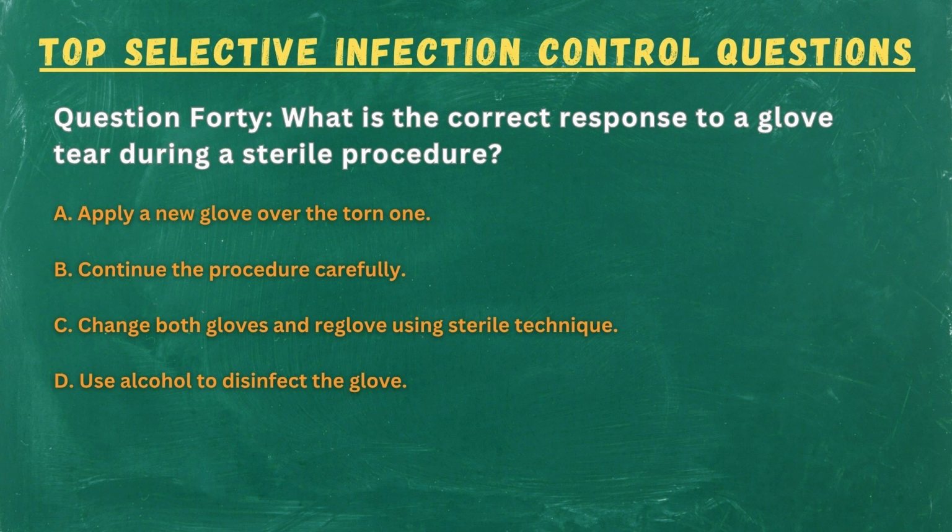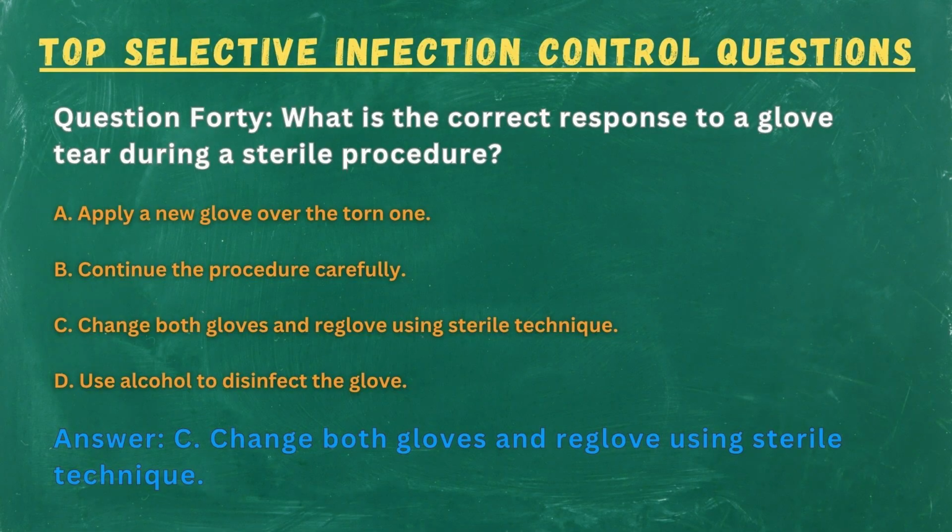Question 40. What is the correct response to a glove tear during a sterile procedure? A. Apply a new glove over the torn one. B. Continue the procedure carefully. C. Change both gloves and glove using sterile technique. D. Use alcohol to disinfect the glove. Answer: C. Change both gloves and glove using sterile technique.